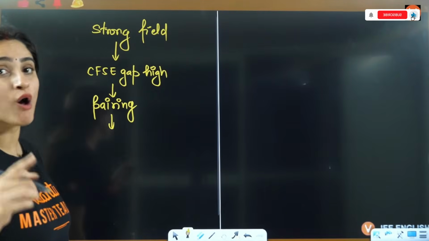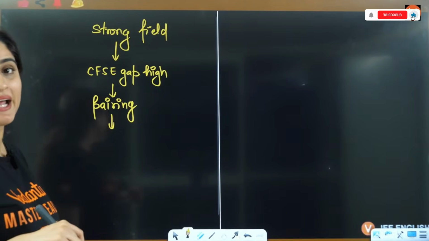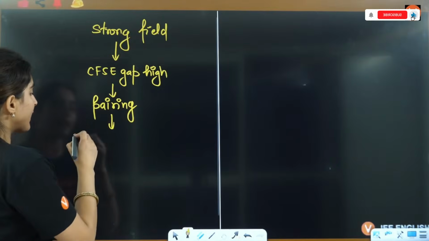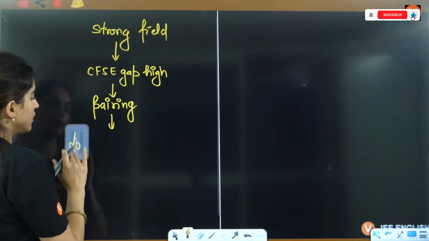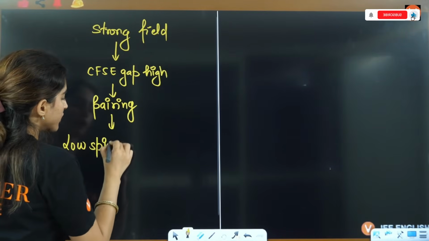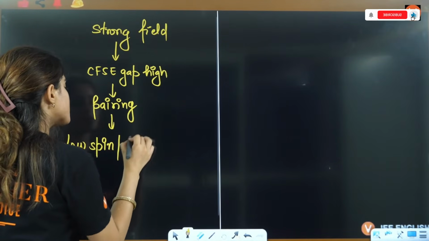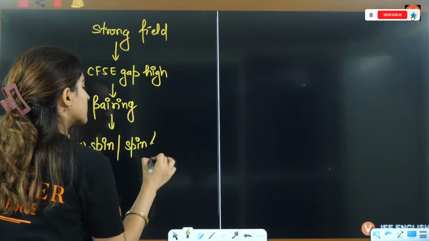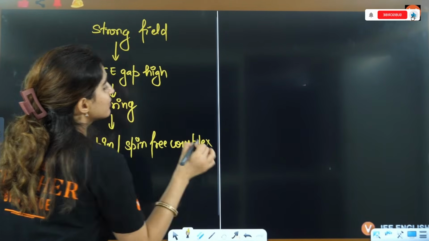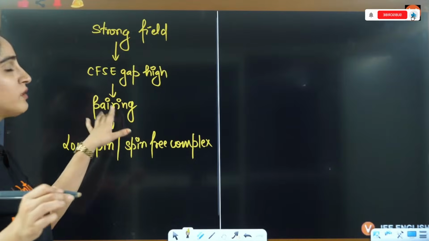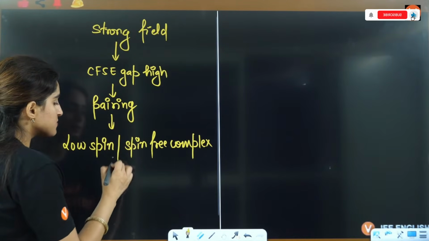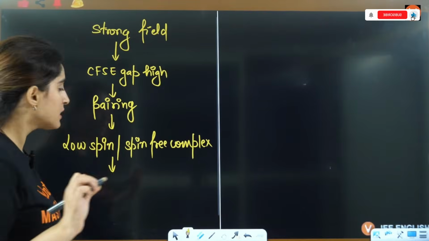Now it is causing pairing. That is why the half spins will be less here. So that is why it is called a low spin complex. Low spin, or it is also called a spin paired complex. They all mean the same thing. They all mean that you will do pairing here. Different names are used, that's why I am writing this here, right?